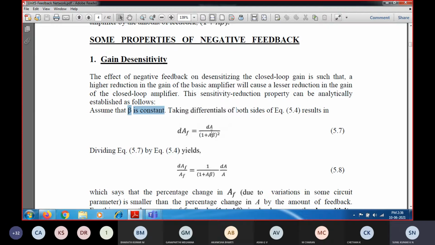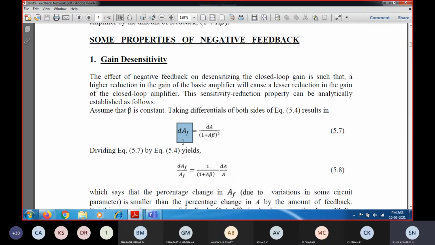So you can say that with respect to A, the amplifier, if you are going to find the difference by differentiating with respect to A, you'll be getting 1 over (1 plus A beta) whole square. After that, for this given equation 5.7, if I divide both the left hand side as well as the right hand side with respect to AF.